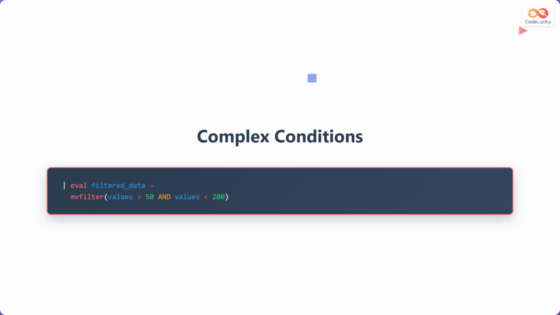You can create more sophisticated filters using complex conditions with logical operators. This example shows how to filter values that fall within a specific range. The condition values greater than 50 and values less than 200 means only numbers between 50 and 200 will be kept. The AND operator allows you to combine multiple conditions for precise filtering.